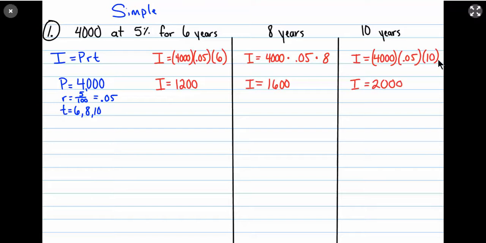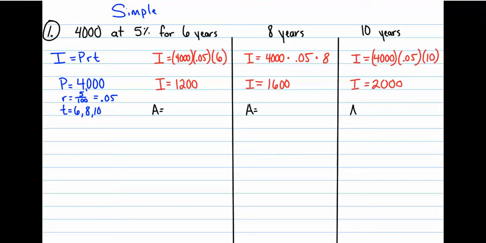Now here's what I want to focus on. This is one answer. This solved for I, and I means interest. So if I take 6 years to pay something, I pay 1,200 in interest. 8 years I pay 1,600 in interest, and 10 years I pay 2,000 in interest. My concern is this.